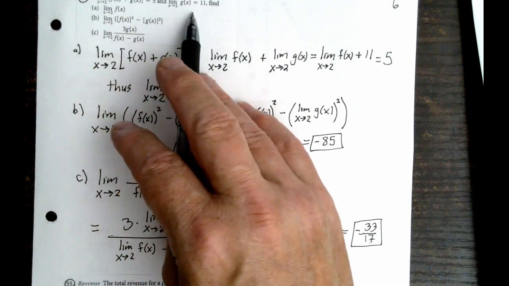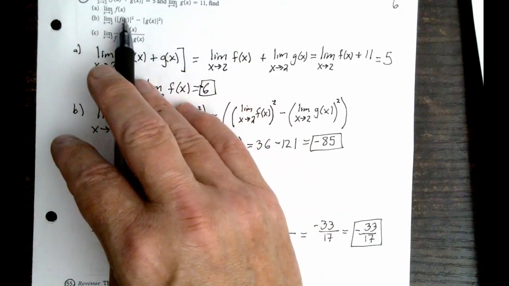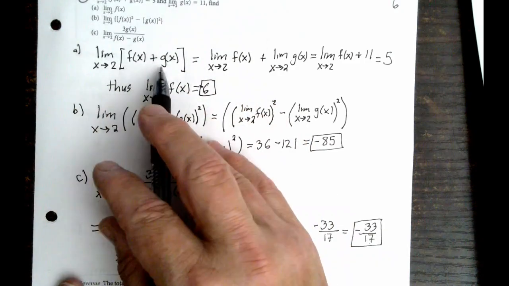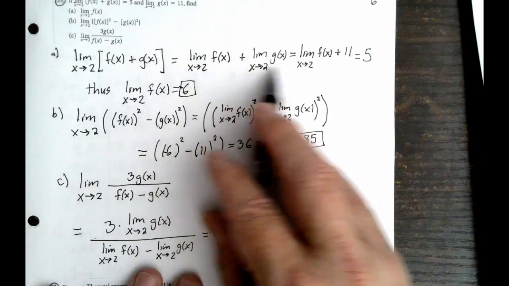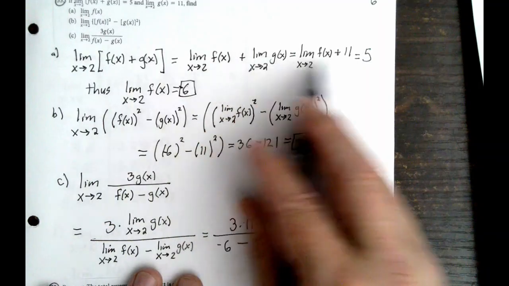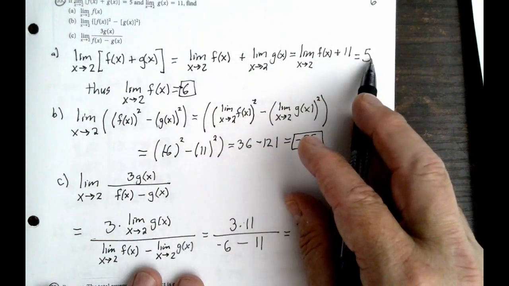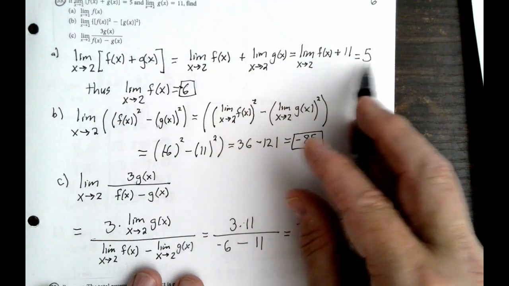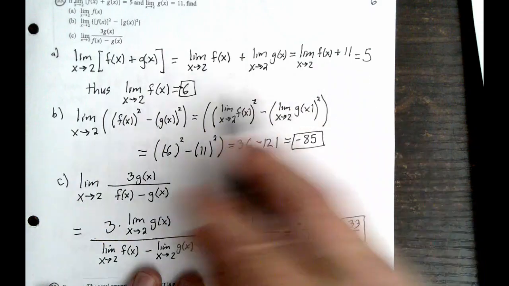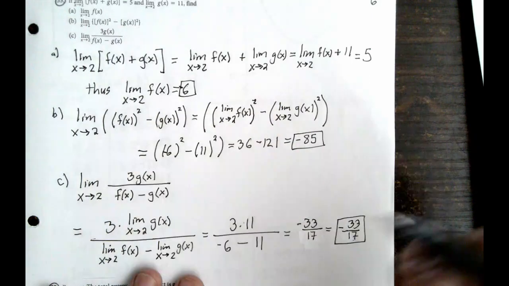Alright, 53, they say if the limit of f plus g equals 5 and the limit of g equals 11, find the limit of f. Well, the limit of f plus g equals the limit of f plus the limit of g, but we know the limit of g is 11. And we know the limit of f plus g is 5, so if the limit of f plus 11 equals 5, you can subtract 11 and you get the limit of f is minus 6.